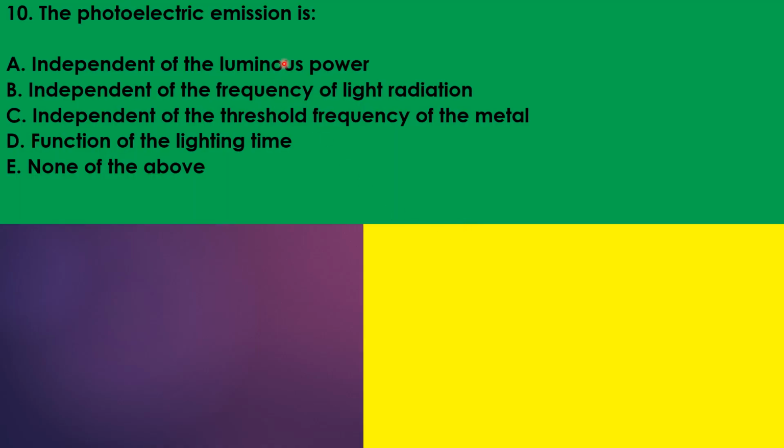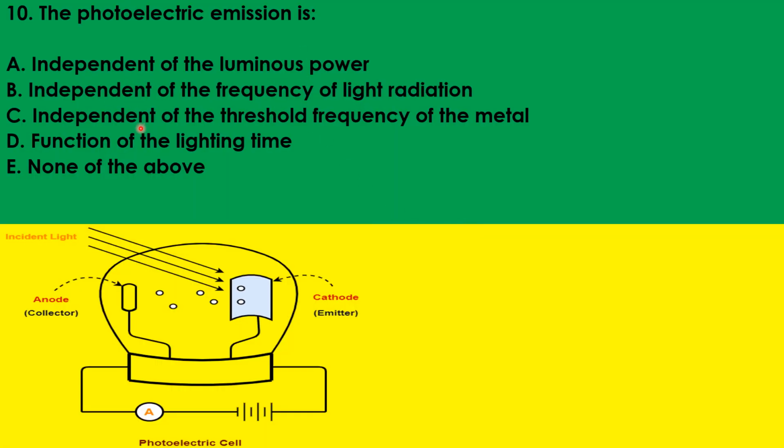So we have: the photoelectric emission is independent of the luminous power. So is that correct? Let's just check that off. So photoelectric emission is, for instance, when we are incident particular radiations here on this cathode. This is basically a photosensitive material, right, a metal. So it means that if we incident light of a particular suitable frequency, we can experience the emission of electrons from that metal surface. So what are the parameters that would permit that emission to occur?